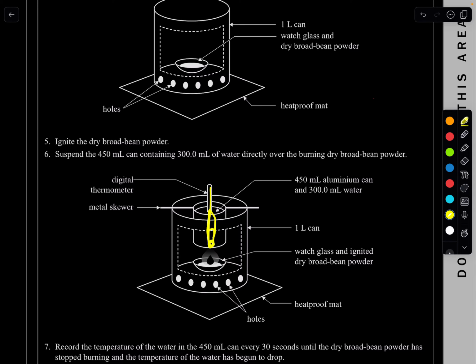If they put it at the bottom of this can, right in the middle, where the center of the heat is hitting, and say they didn't stir it up, then the bottom of the can is going to be hotter compared to the top. So if they didn't stir it, or if the thermometer touches the bottom of the can, of course it's going to observe a higher temperature change.